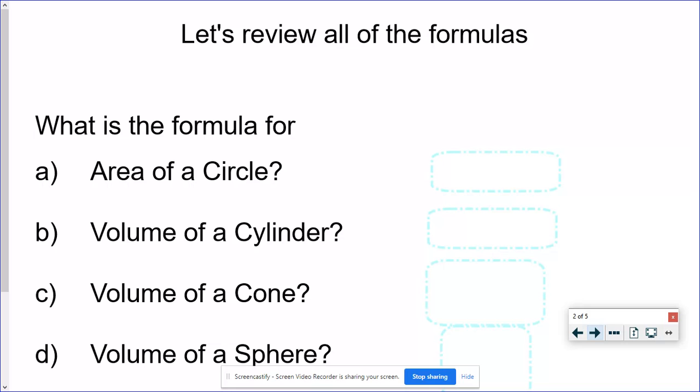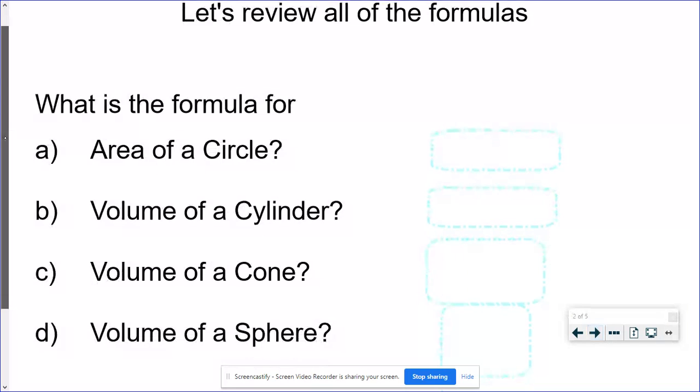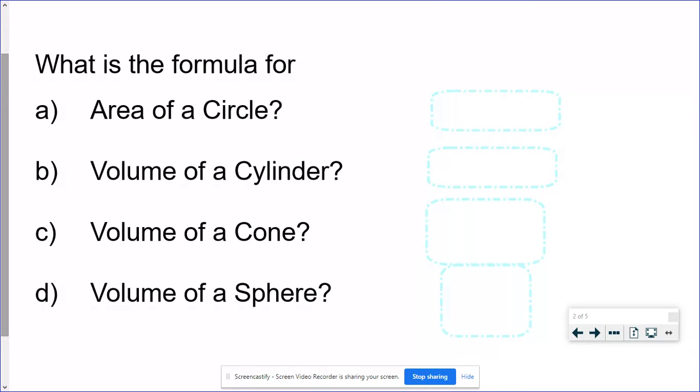Let's just see if you can remember all of these formulas. I want to know the formula for the area of a circle. I know it's not a volume formula, but the area of a circle comes into play quite a bit. That's going to be pi r squared for the area. Volume of a cylinder, the volume equals the area of the base times the height, but the base is a circle. So we would have pi r squared for the area of the circle times the height.